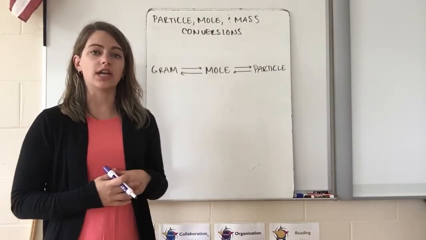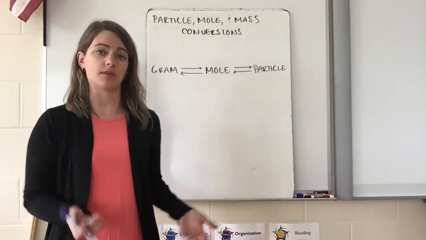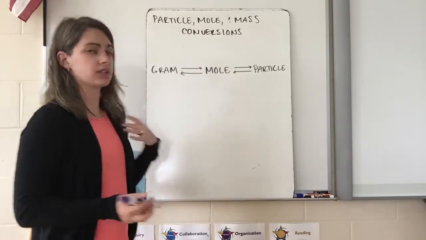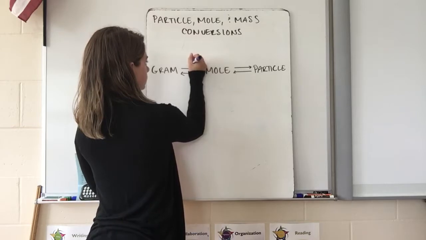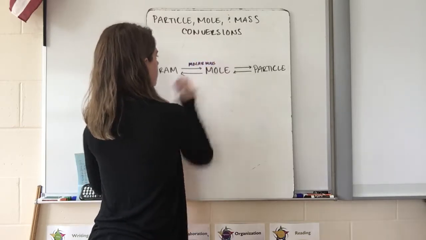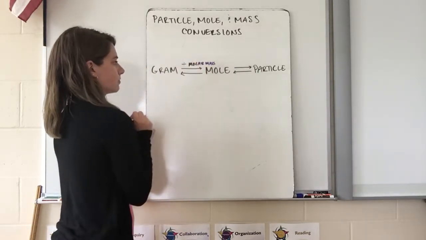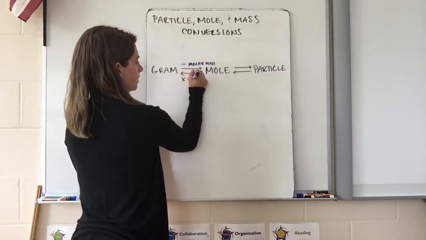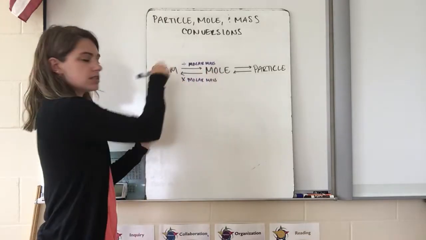In this video, we're going to look at how to convert between grams, moles, and particles of a substance. So when we go from grams to moles, this is just like what we were using before, so we're going to use our molar mass to do that conversion. When you're going from grams to moles, you're going to divide by the molar mass. When you're going from moles to grams, you're going to multiply by the molar mass. So this is nothing new.